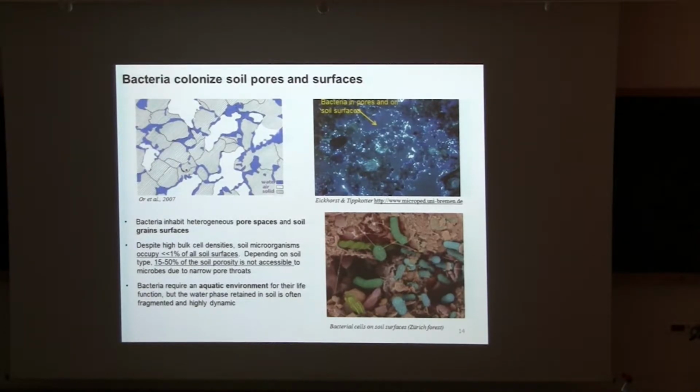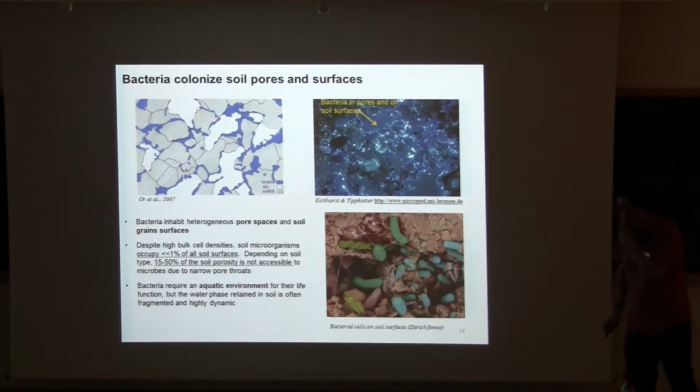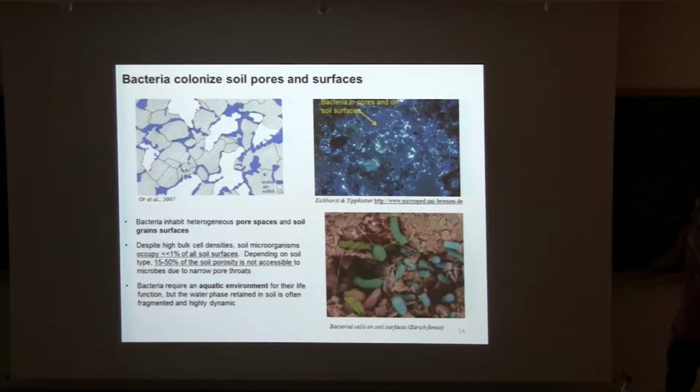As I mentioned before, it's estimated that far less than 1% of all the available soil surfaces are occupied by microbes. Also, depending on the soil type, 15 to 50% of the soil porosity is not accessible to the microbes due to the size of the pore throats. And finally, but maybe most importantly, the bacteria need an aquatic environment if they have to function. And in soil, the water phase is often fragmented and dynamic.